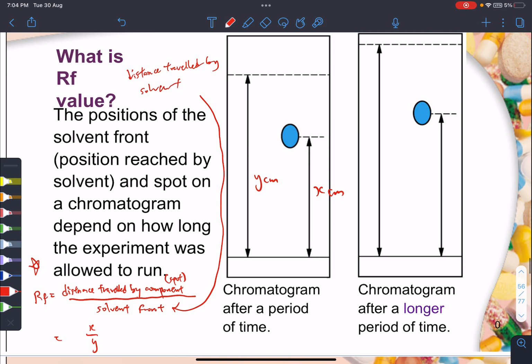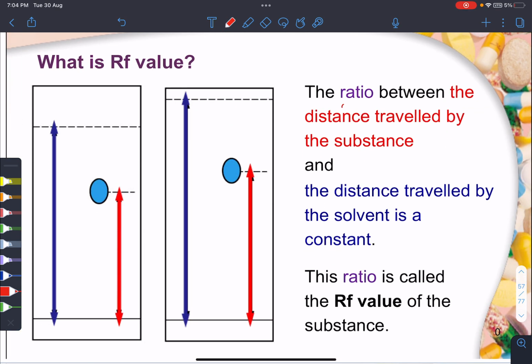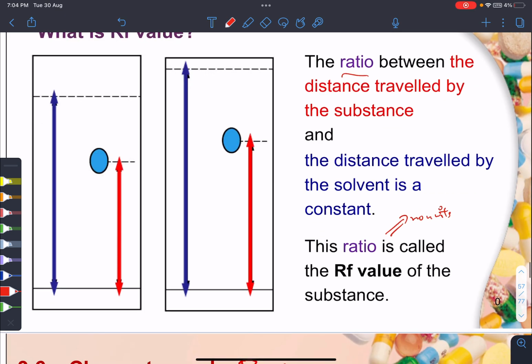So note this down. It is a ratio. Ratio means no units. And also the Rf value is always less than 1 and greater than 0.